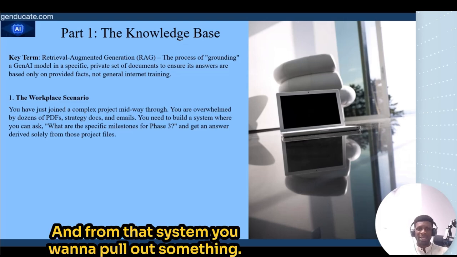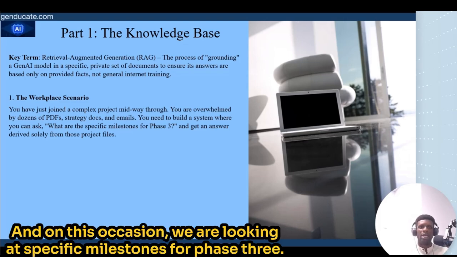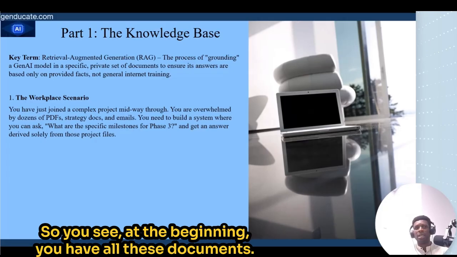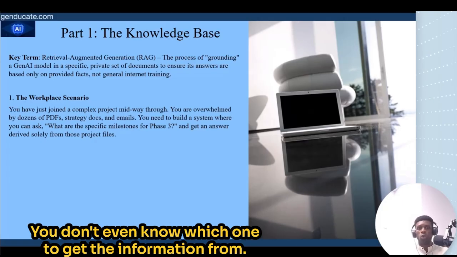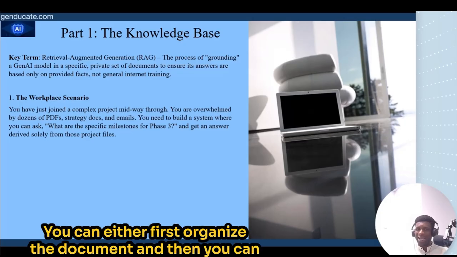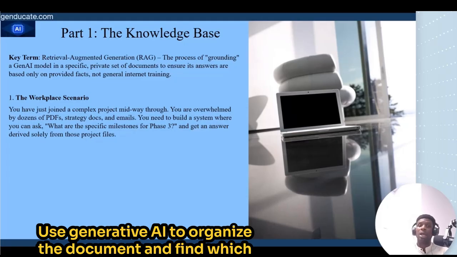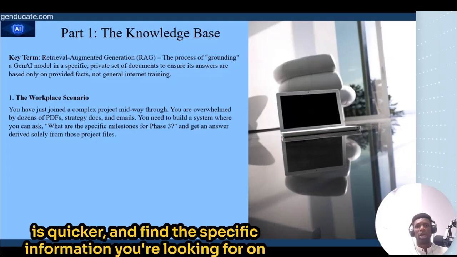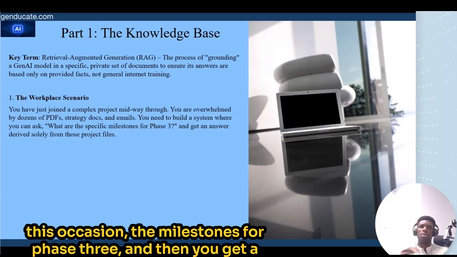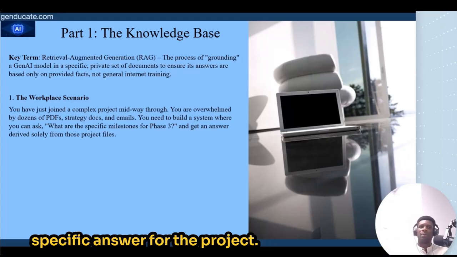And from that system, you want to pull out something. On this occasion, we're looking at the specific milestones for phase 3. So at the beginning, you have all these documents, and you don't even know which one to get the information from. You can either first organize the documents and then find it, or you can do both steps, using generative AI to organize the documents and find, which is quicker, the specific information you are looking for. On this occasion, the milestones for phase 3. And then you get the specific answer for the project.